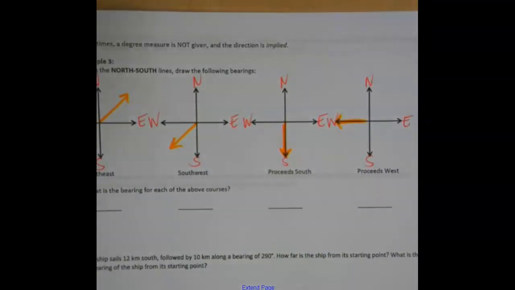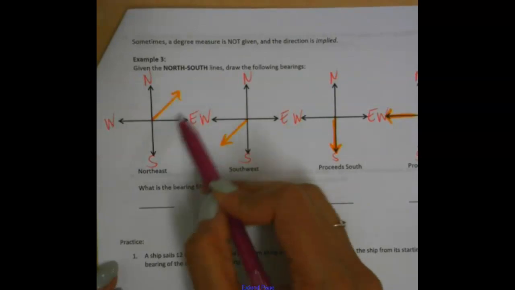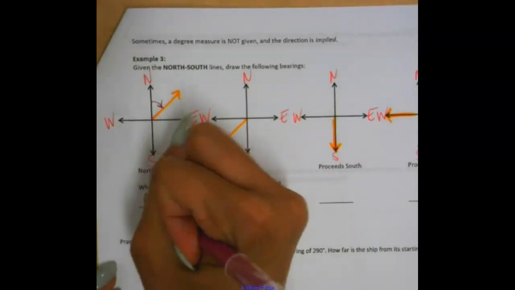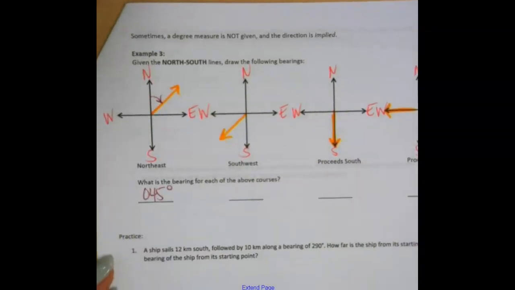So it says at the bottom, what is the bearing for each of the above courses? So it's not asking for anything specific. It just wants you to estimate. So for this one here, northeast, this looks about maybe 45 degrees. So from here to here, I would say that it's about 045 degrees. I'm going to be 100% honest. Sometimes I forget to put that 0 and I just put 45 degrees.